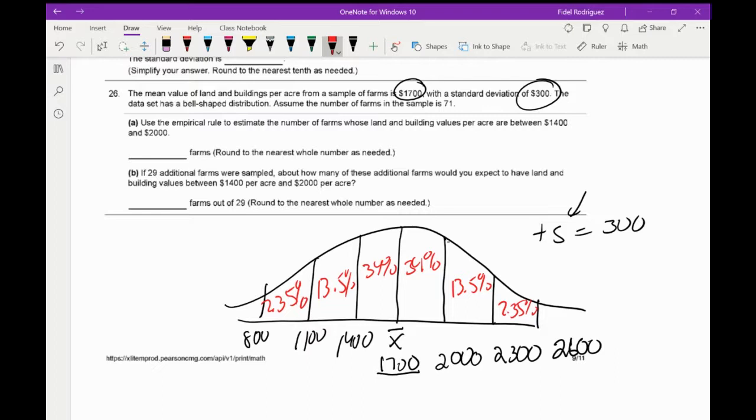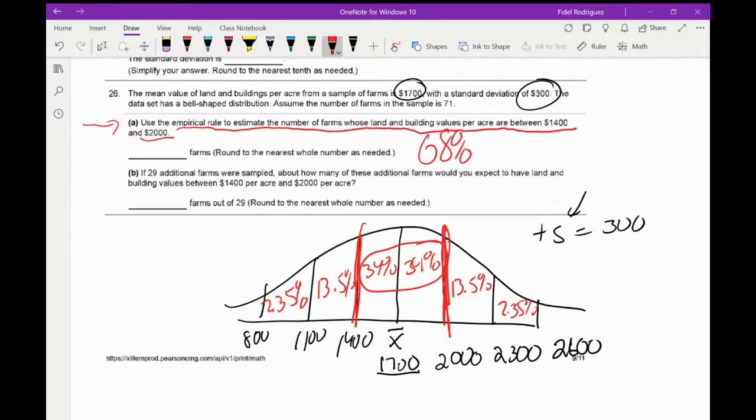Okay, so the reason I'm doing that is because part A says use the empirical rule to estimate the number of farms whose land and building values per acre are between 1,400 and 2,000. So I want you to notice here's my 1,400, and here's my 2,000. If I take those two percentages and add them together, 34 and another 34 is going to give me 68%, and it's 68% of the number of farms. And the number of farms is 71.